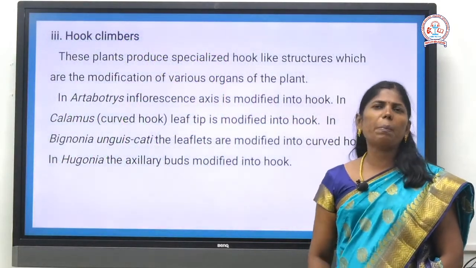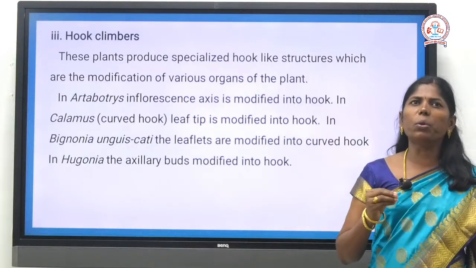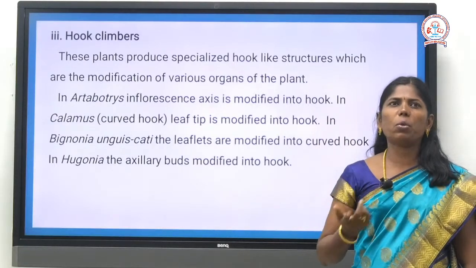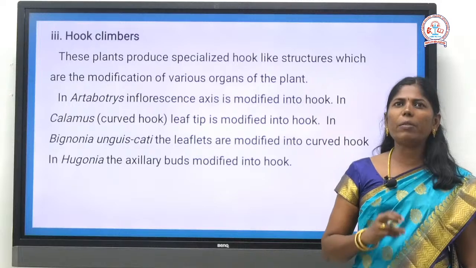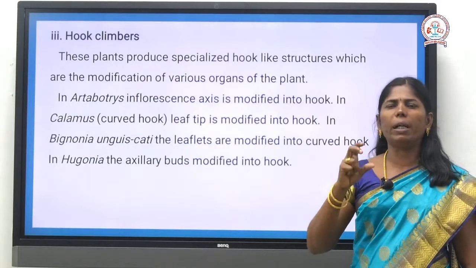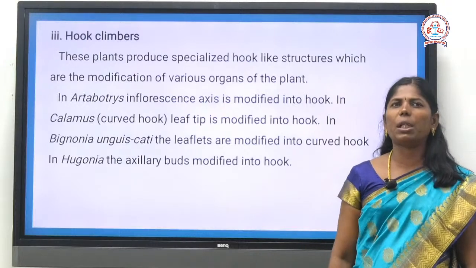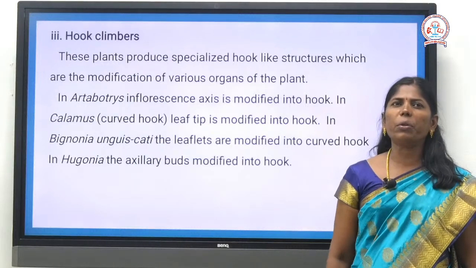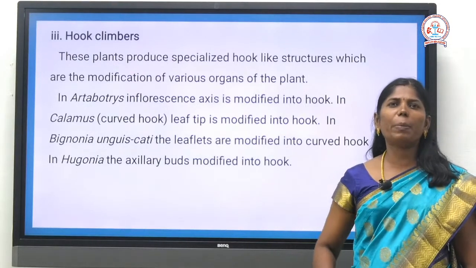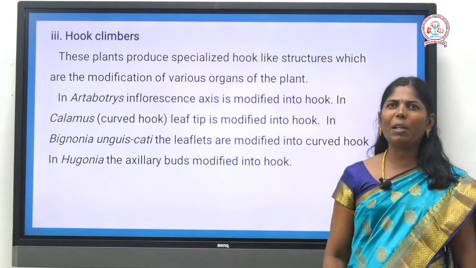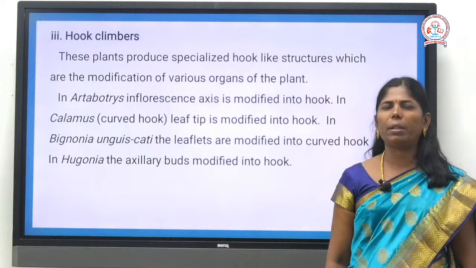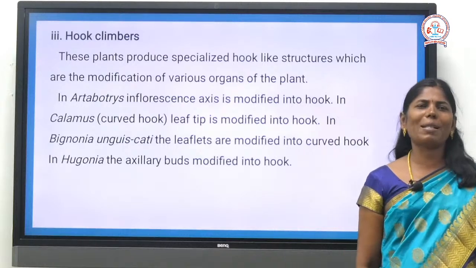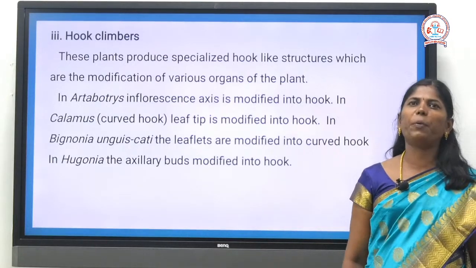Similarly, hook climbers: some of the parts are modified into hooks. In Artabotrys inflorescence we saw that the inflorescence axis is modified into a hook-like structure, okay? Next, the curved hook: the tip of the leaf is in a curved hook-like condition. Next, Bignonia unguis-cati, where leaflets are modified into curved hooks. In Hugonia, axillary buds are modified into a hook. So for Bignonia the leaflets are modified, and in Hugonia the axillary buds are modified. Similarly in Calamus, the leaf tip is modified into a curved hook.